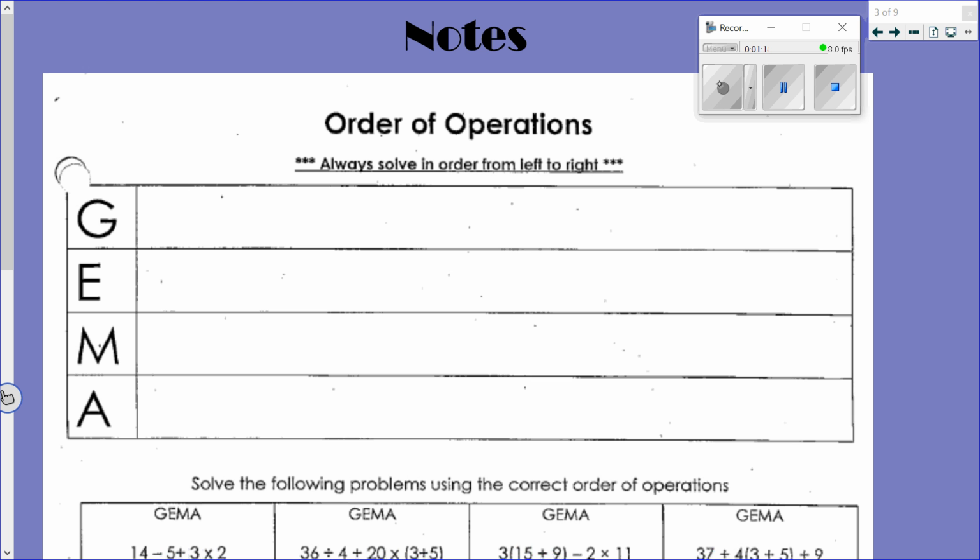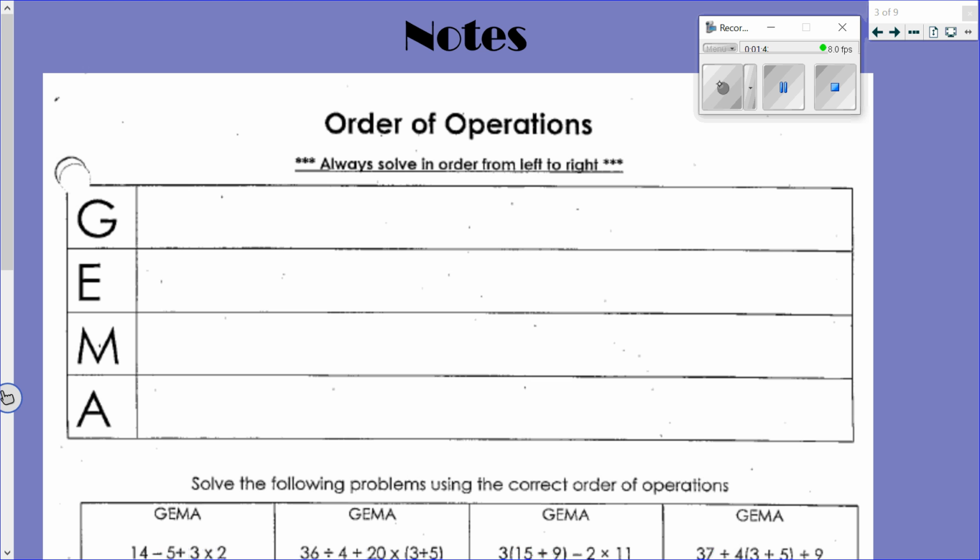If I say PEMDAS, how many steps does it sound like there are? Lily? 6. PEMDAS, that's 6 steps. Here's the problem. There's actually only 4 steps.